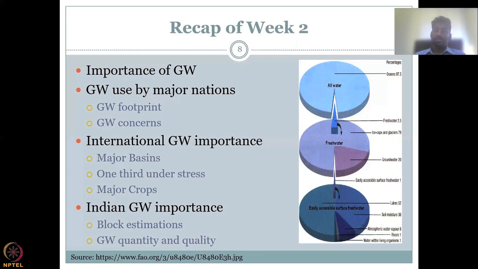We also looked at block estimations, so how the Central Groundwater Board divides Indian states into blocks and districts, and for each block and district they take groundwater values once in 4 months. And then they establish indexes, basically to say if the groundwater level is safe, critical or semi-critical. And if it is safe, then it means that the groundwater can be further used. But if it is critical or semi-critical, then we need to have concerns. We need to properly manage groundwater.